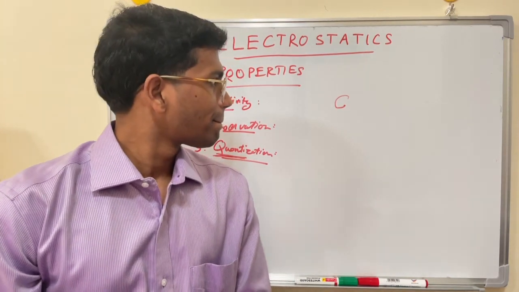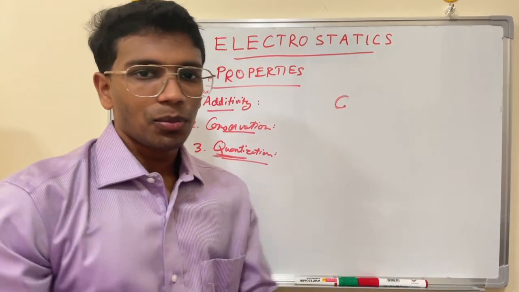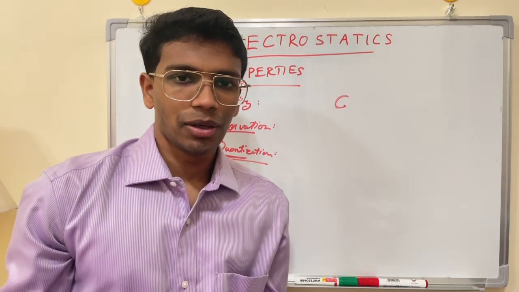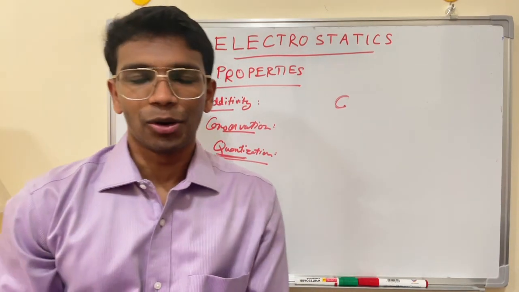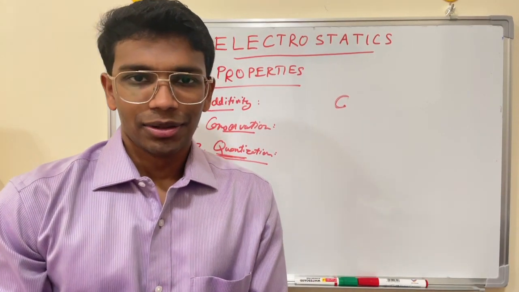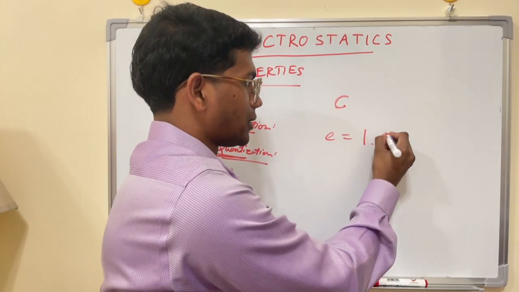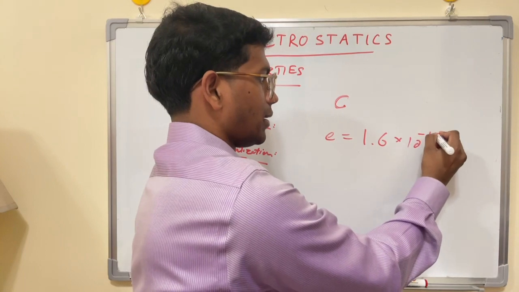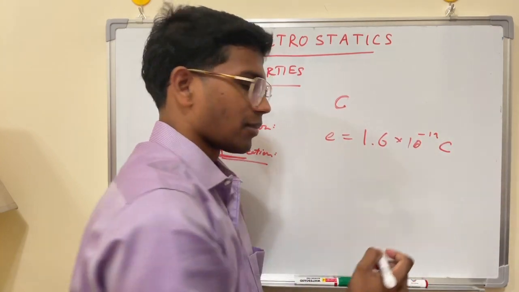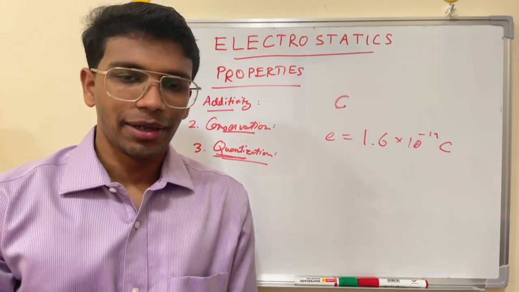But what exactly is coulomb? Is it a large value? Is it a small value? Well, how do we say that? Well, one electron, right? One electron has a charge of 1.6 into 10 to the negative 19 coulombs. So a coulomb is a very, very, very large value.